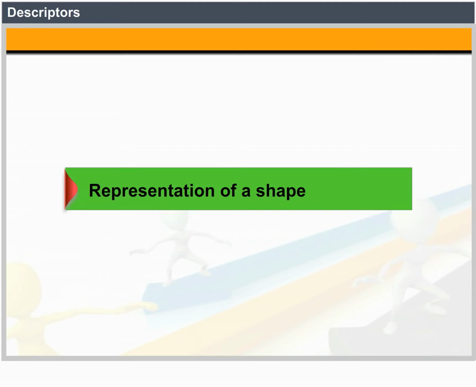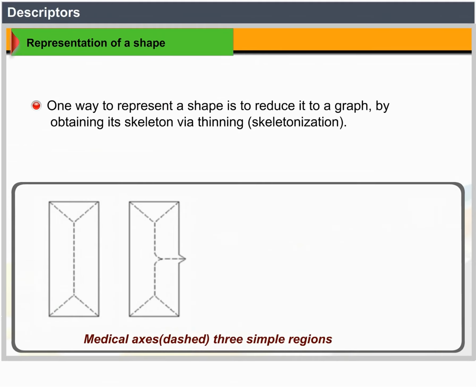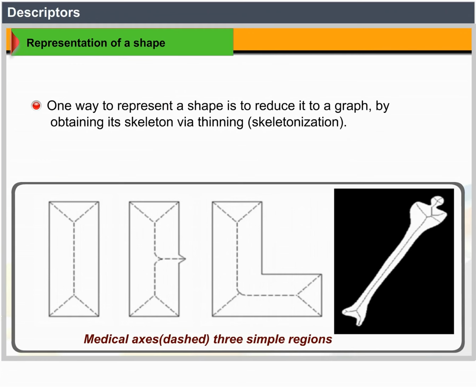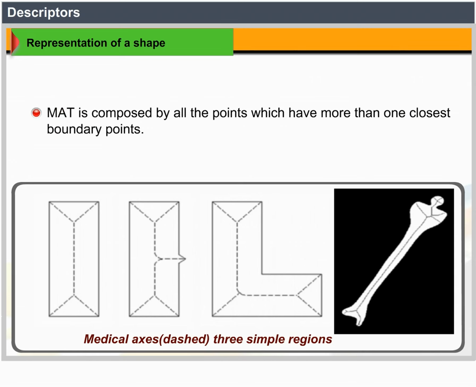Representation of a shape. One way to represent a shape is to reduce it to a graph by obtaining its skeleton via thinning, skeletonization. MAT, Medial Axis Transformation Algorithm. MAT is composed of all the points which have more than one closest boundary point.